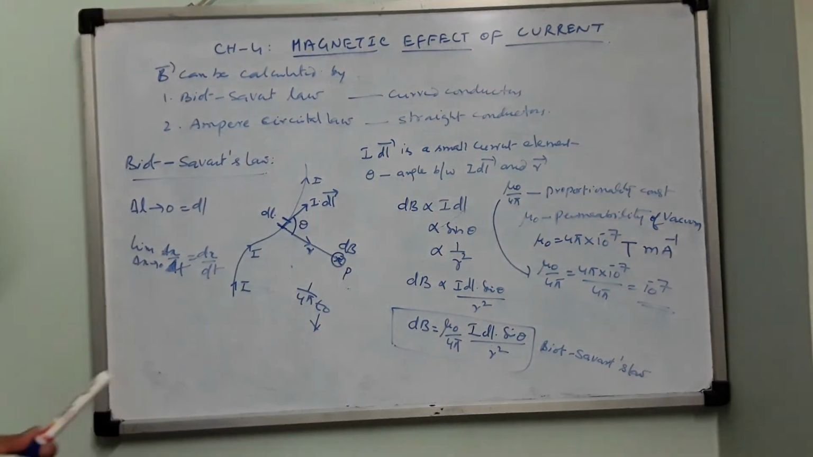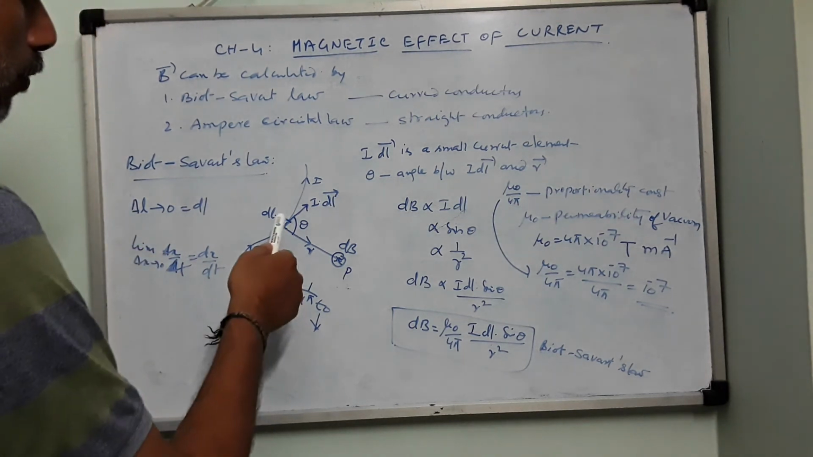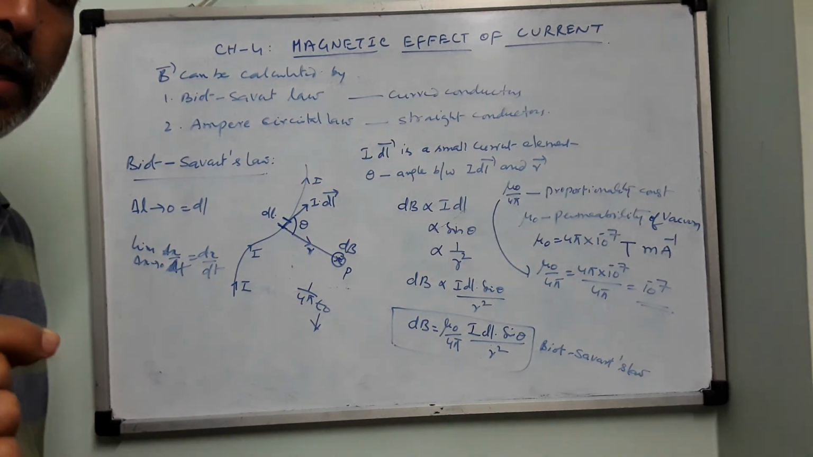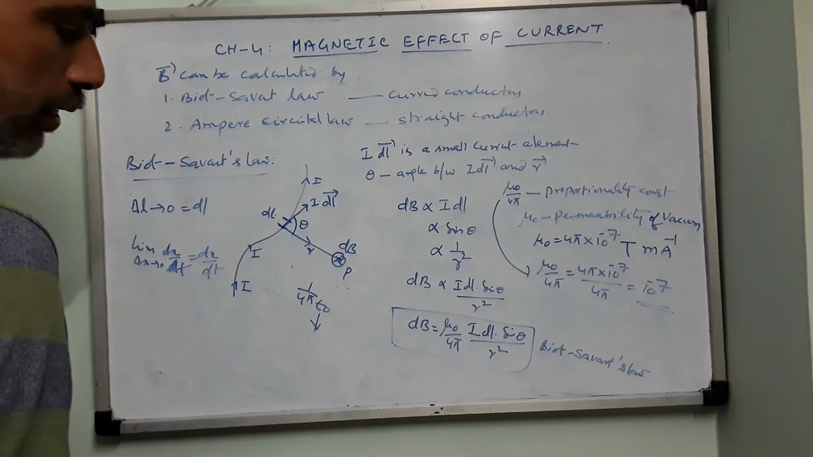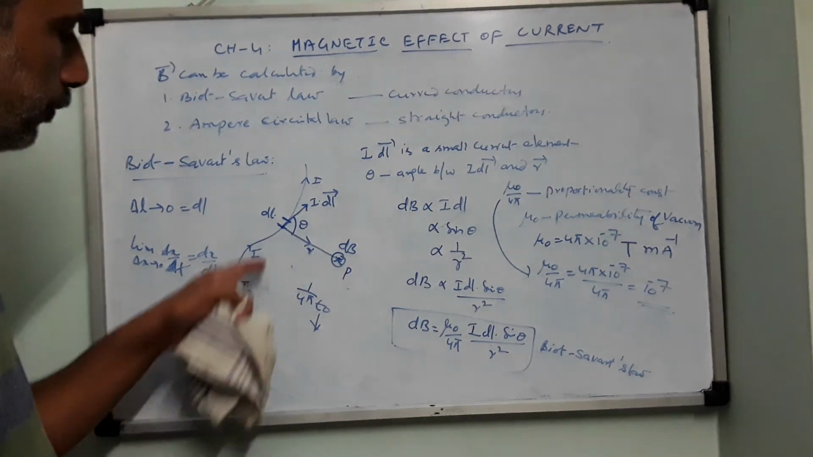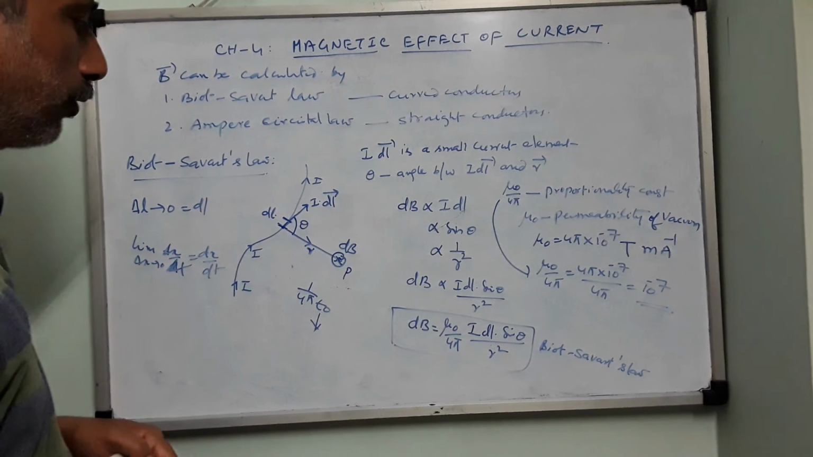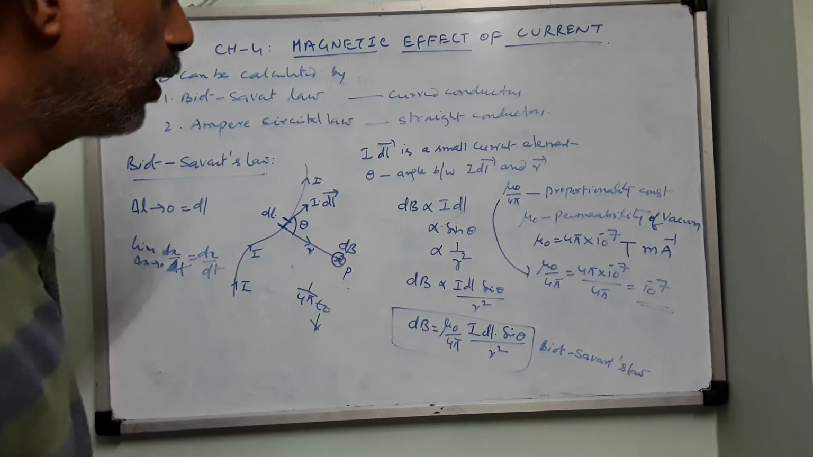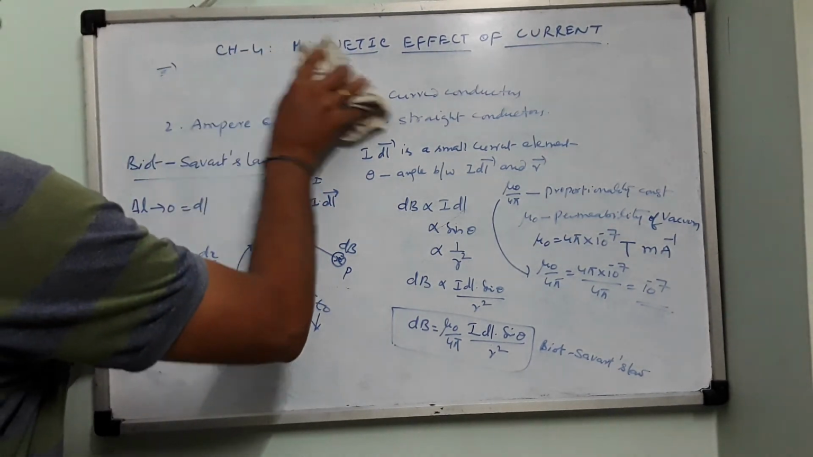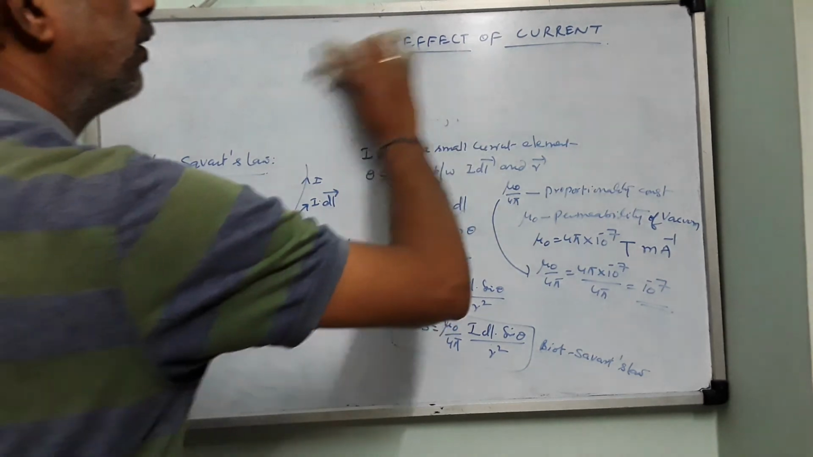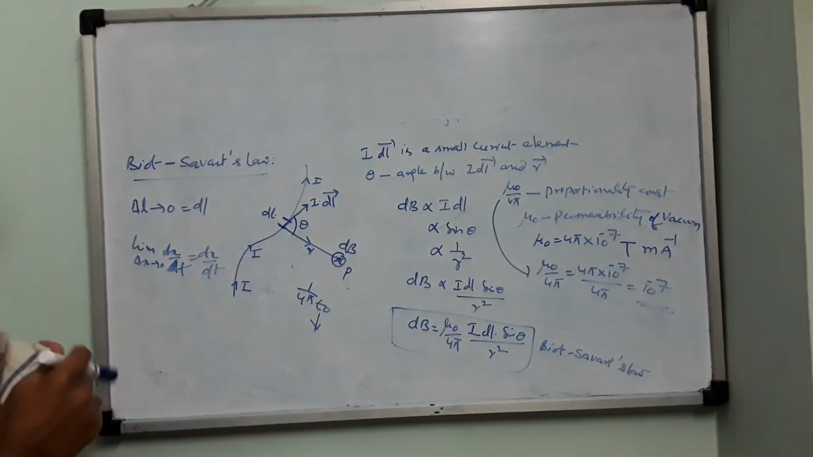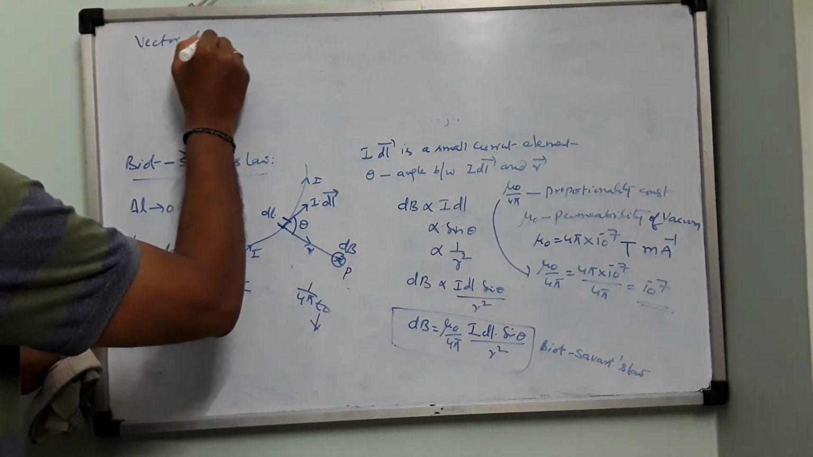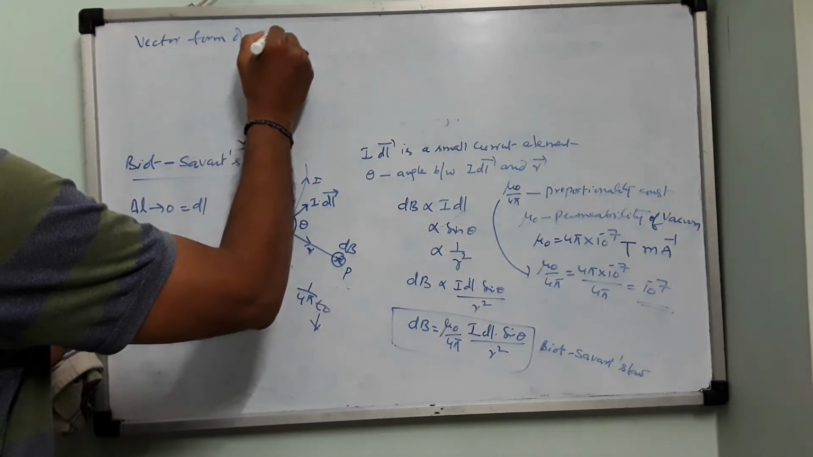Okay, right. Now, children, you are using two vectors here. One is the current element vector. Current is a scalar, but when it is multiplied by a small element dl, it becomes a current element vector. And the other is what? The radial distance vector. So therefore, when you have two vectors here, the result also can be expressed in terms of what? Vector form. So here is the vector form of Biot-Savart's law.